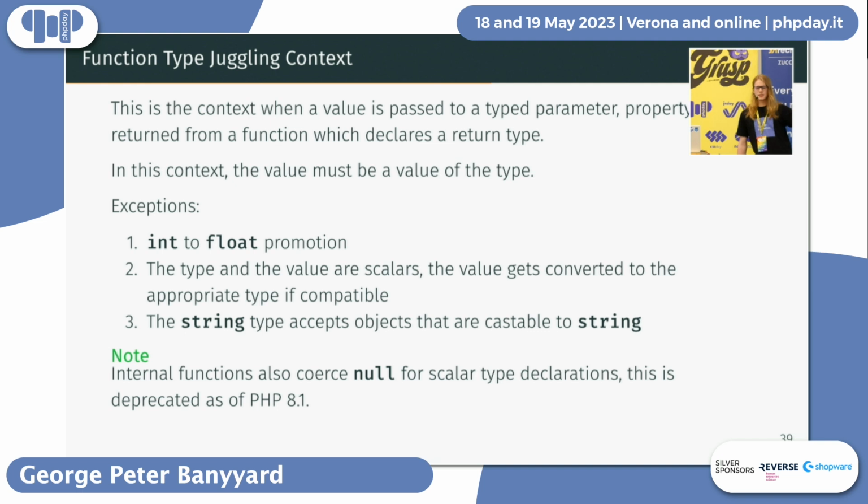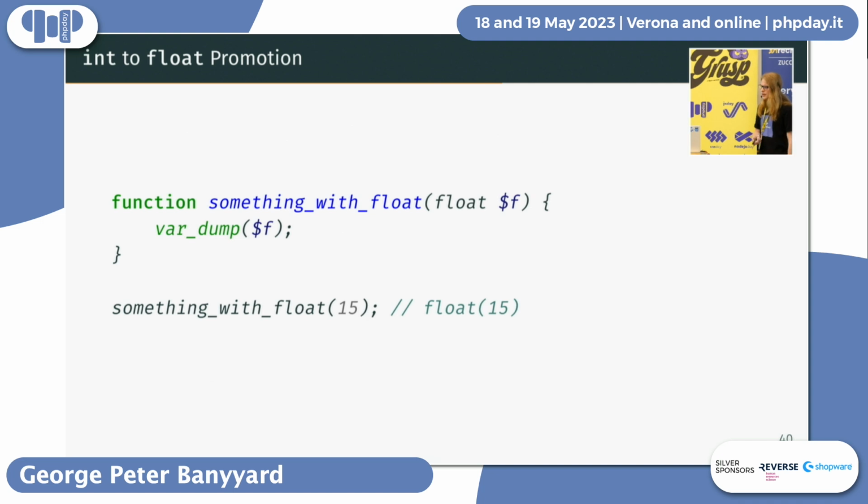A small caveat to this is that internal functions prior to 8.1 also cast null for scalar types. This now emits a deprecation notice. From my understanding, you all know this because this is like the biggest pain point. So yeah, int to float promotion is very basic: pass something declared float an integer, it gets converted, whatever, that's fine.